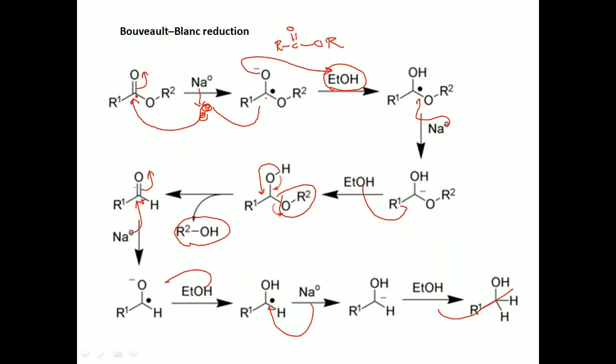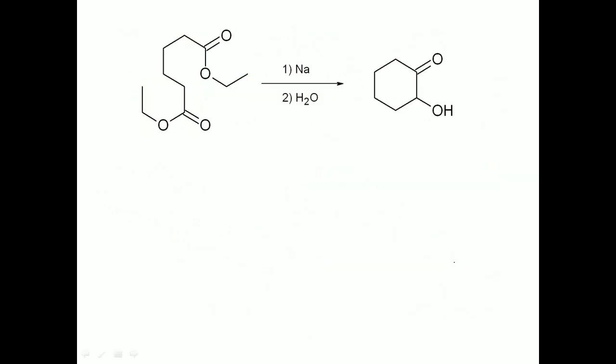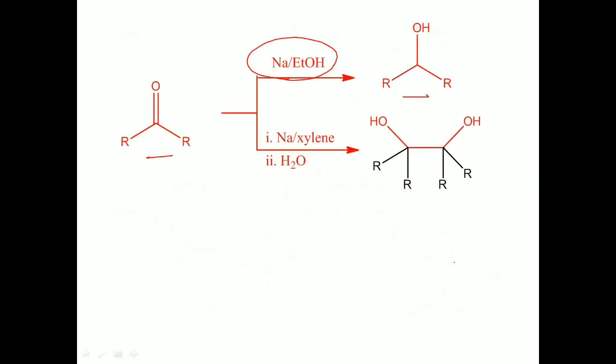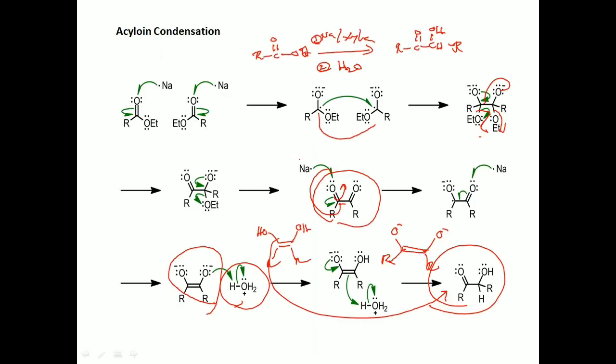This is the aldehyde molecule. This is the aldehyde molecule. This aldehyde molecule is converted to alcohol. Similarly, ketones are also converted to alcohol. Okay, that's it. Now here, this ester molecule in sodium and xylene gives a hydroxy ketone.